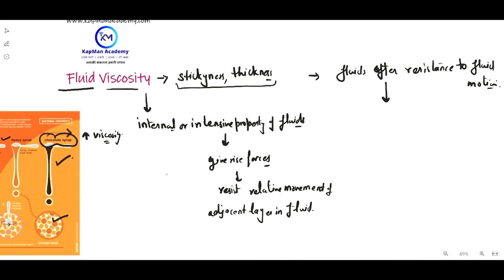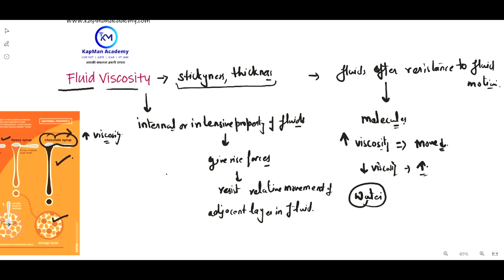So these forces arise between the fluid molecules which are present in them. As the viscosity is high for liquids, they move less, and as the viscosity is low, their movement is high. If we take the example of water, water moves fast, which means it has low viscosity, meaning it is less viscous. Whereas chocolate syrup has high viscosity and moves very slowly.